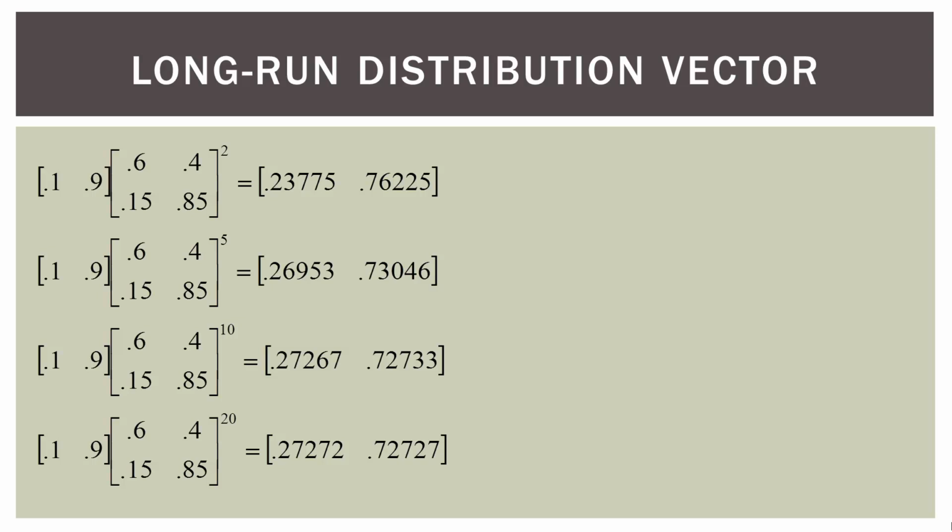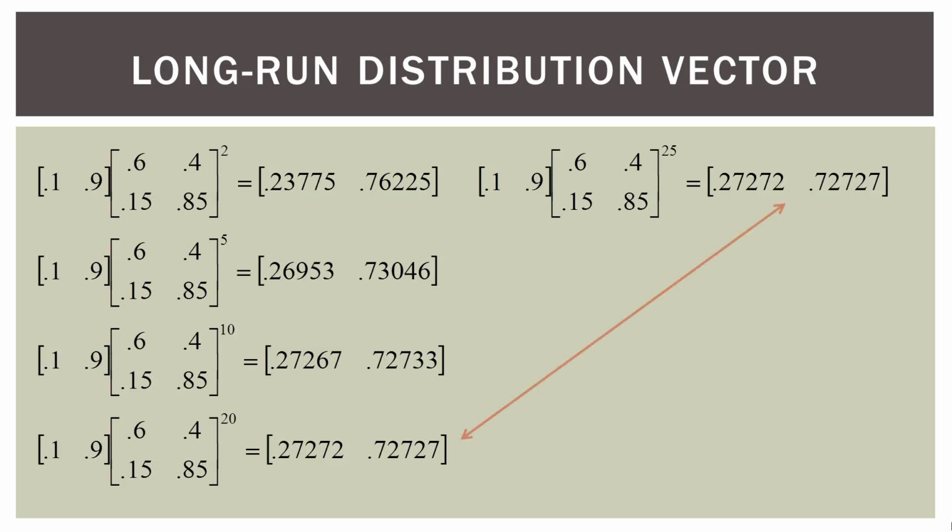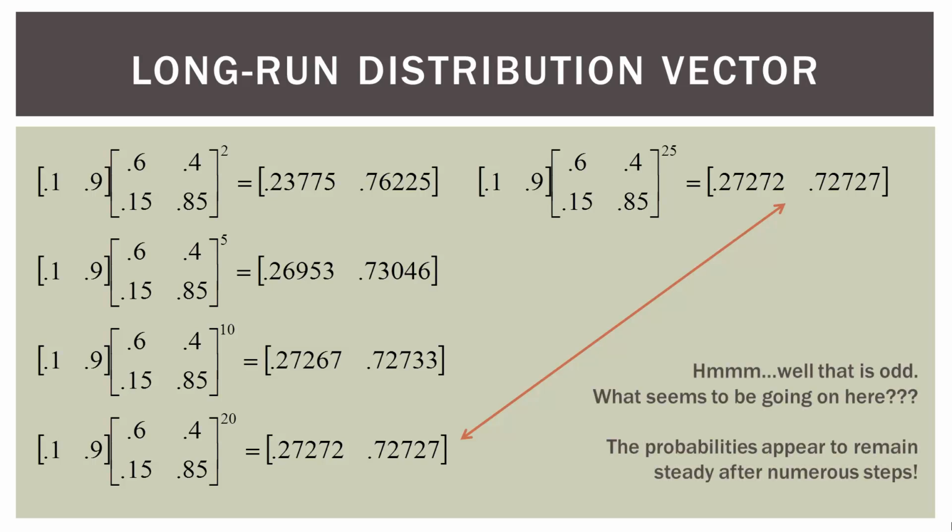Now we have 0.27272 and 0.72727. Okay, how about 25 years? 0.27272 and 0.72727. Well, that looks odd. What's going on here? Well, once we get to 20 years and then 25 years, the probabilities appear to remain constant or steady after those numerous steps. And that's actually very important.